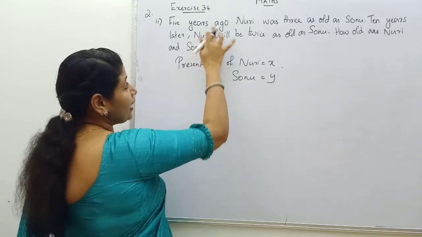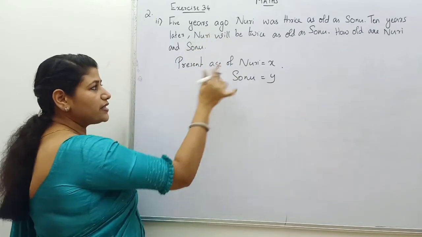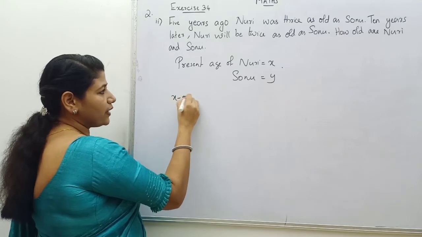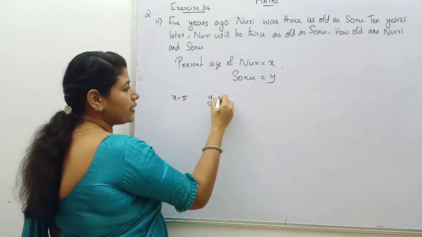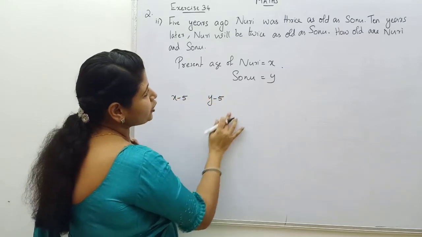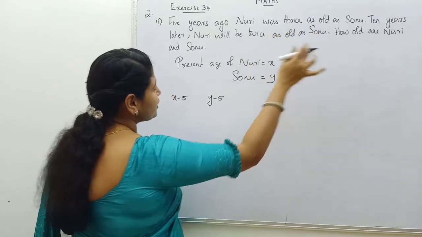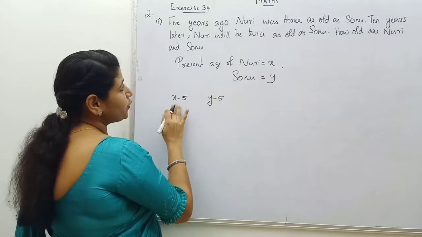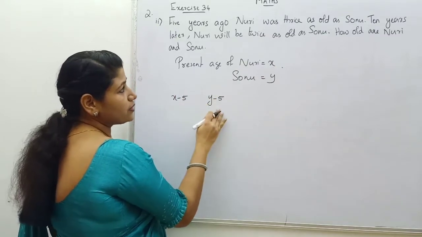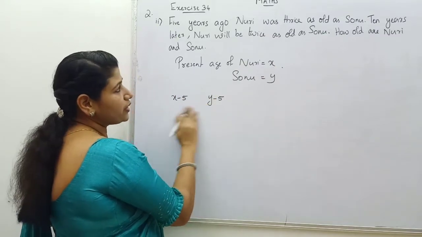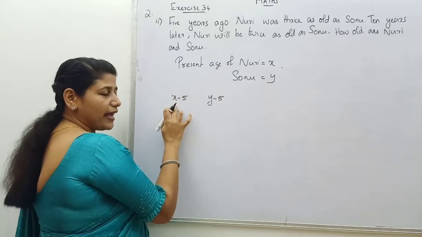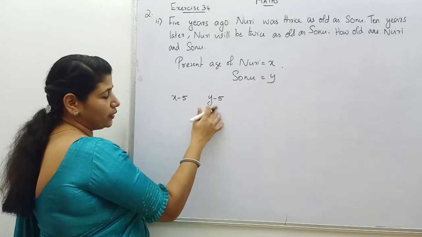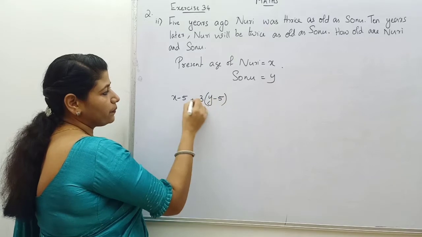The first condition is 5 years ago. 5 years ago means Noori's age was x minus 5 and Sonu's age was y minus 5. And the relation between these two is that Noori was thrice as old as Sonu. Thrice means 3 times. So this was Noori's age and this was Sonu's age, and this age will be thrice of this value. That means 3 into y minus 5.